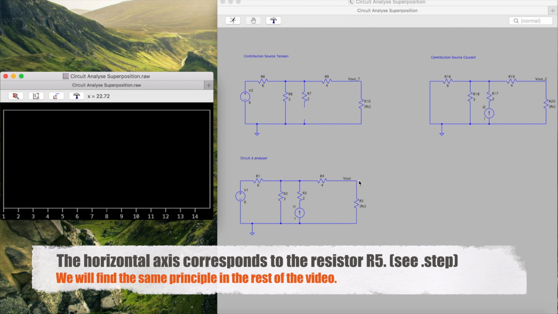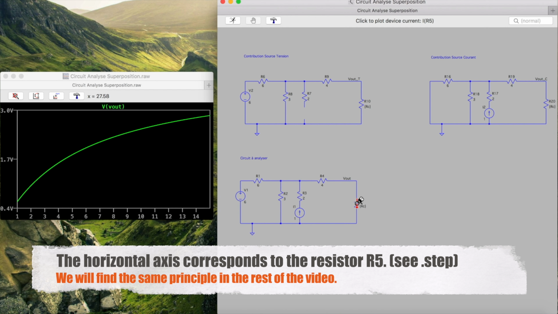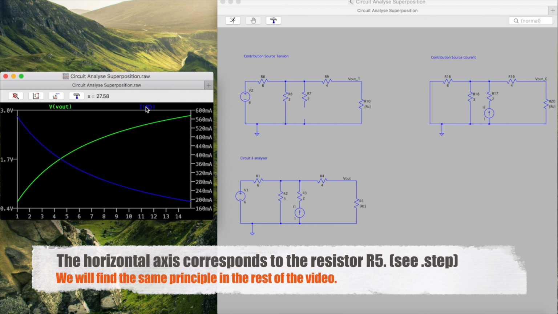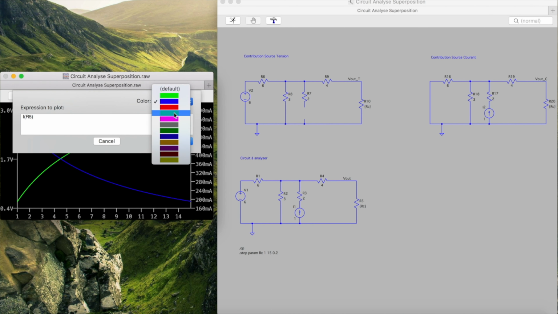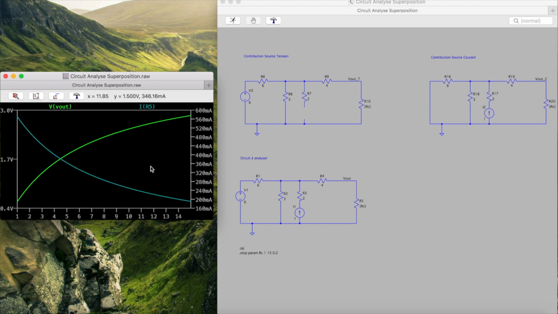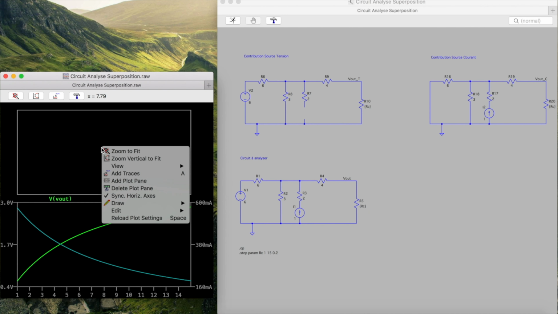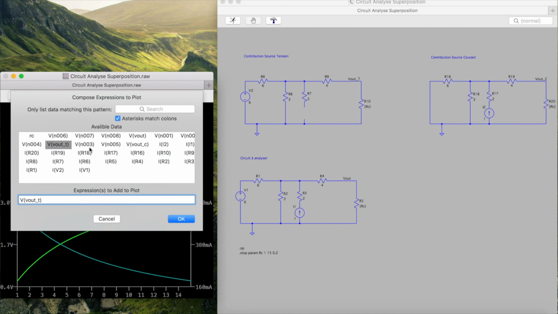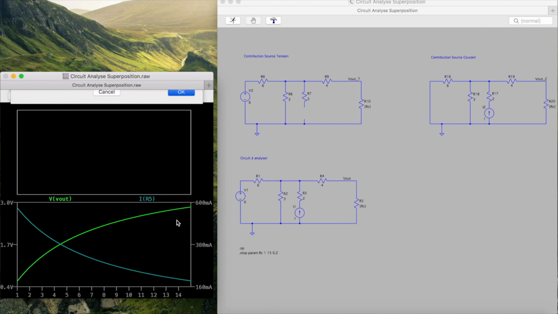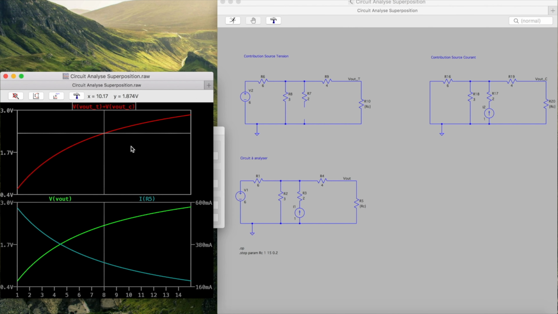Let's look at the voltage and current on resistor R5. Let's put the current in turquoise in order to see it well. I add a new table and I will display the sum of the voltages first. By adding the voltage generated by the voltage source and the voltage generated by the current source, we can see that we get the same overall voltage as below.